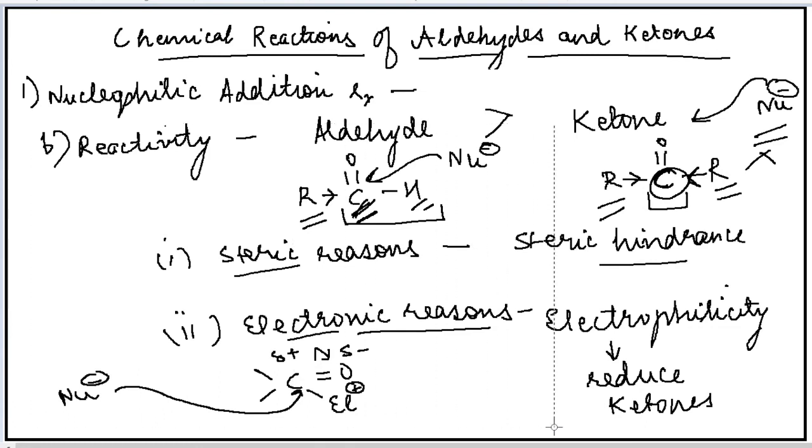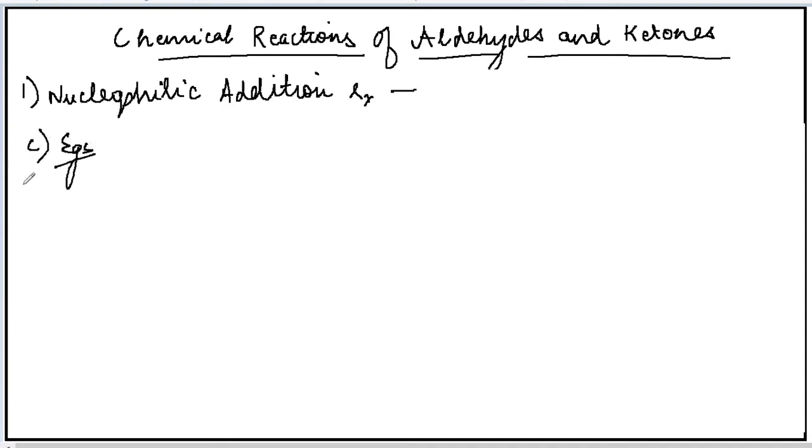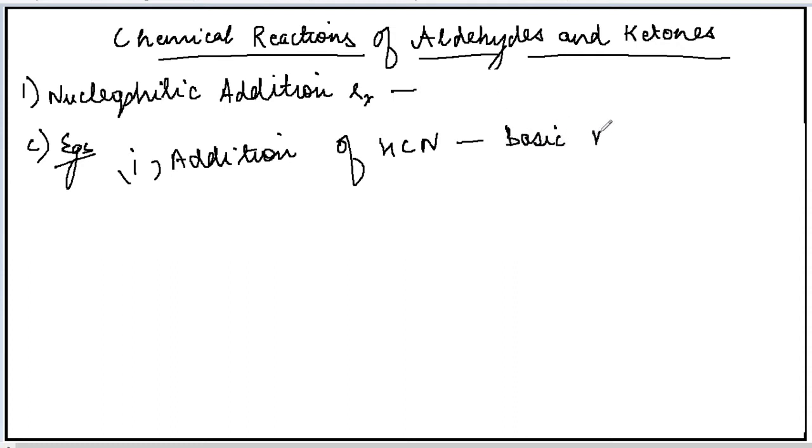So now I have discussed two things, the mechanism as well as the reactivity. The next thing I am going to take is some examples of the nucleophilic addition reactions. The first example is addition of HCN, hydrogen cyanide. This reaction takes place in presence of a basic medium. This basic medium will be helpful in producing the nucleophile.